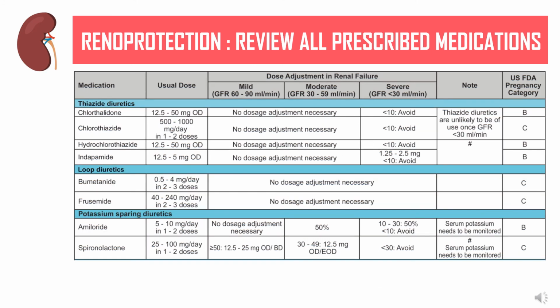Here is the list of the antihypertensive drugs that we should adjust the dose according to the eGFR that we calculated. The only antihypertensive drugs that are affected are the diuretic drugs. Try to avoid using thiazide diuretics and potassium sparing diuretics when the GFR value is less than 30 ml per minute. The loop diuretics, bumetanide, furosemide, as well as the aldosterone antagonist are safe to be used.